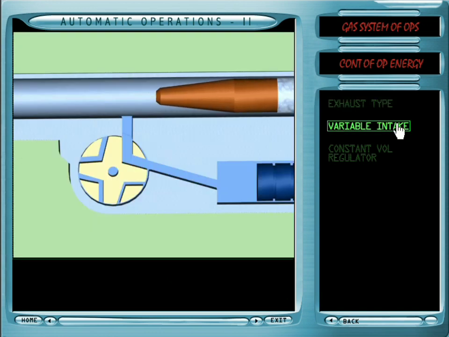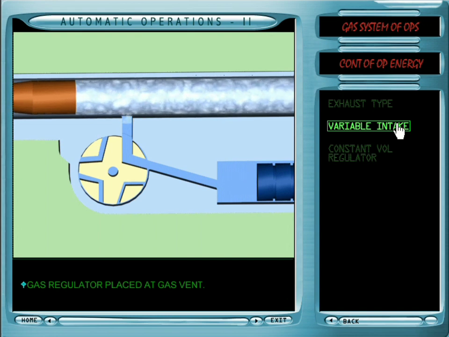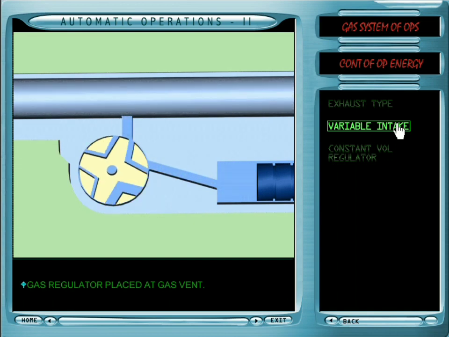Variable intake type. In this type, the gas regulator is placed at the gas vent itself. Therefore, the amount of gas entering the cylinder from the barrel depends on the setting of the gas regulator. The bigger the number and the bigger the hole, therefore, more will be the gas entering the cylinder. An example of this is the gas regulator with the light machine gun. In this, we move the gas regulator from a smaller to a bigger number to increase the amount of gas entering the gas chamber.